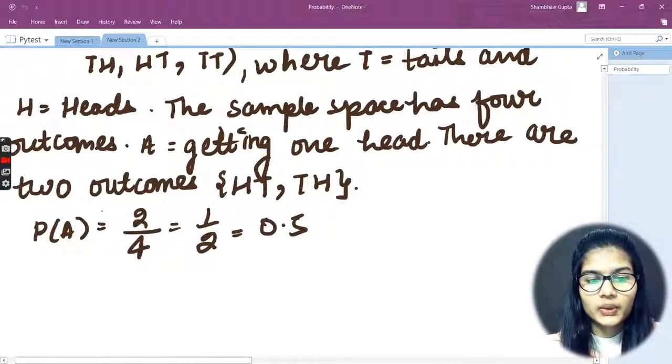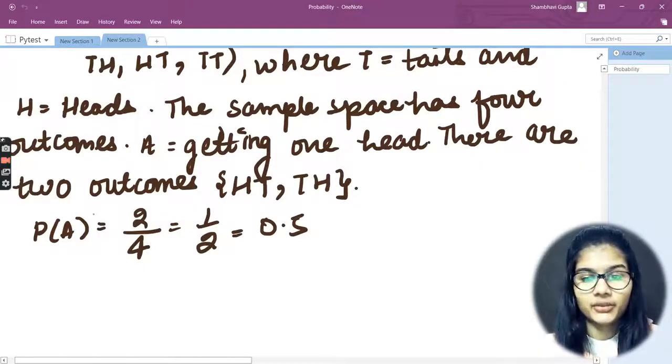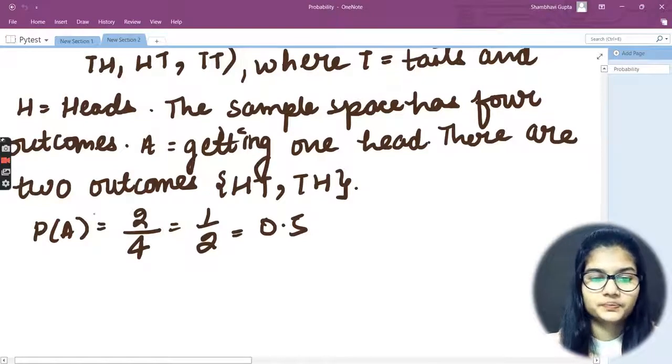So this is how you calculate the probability of an event for all the outcomes in the sample space which are equally likely. I hope I'm pretty clear with this particular thing. Great. Fine. Now this is how you approach the questions.